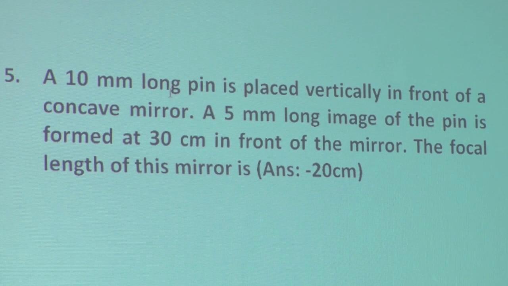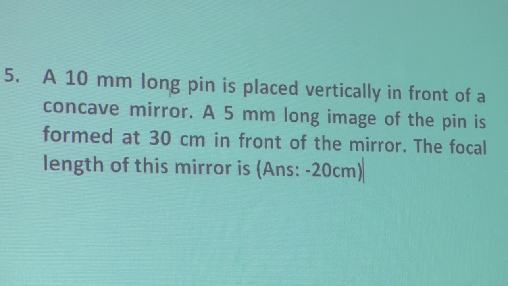And they are asking you the focal length. A 5 millimeter long image is formed, and you see one more clue in the problem along with the theory. A 10 millimeter long pin, but a 5 millimeter long image. Can you guess where the object is? Object height is more, image height is less, so the image is diminished. A diminished image is always between focus and center. Anything between F and C is smaller. Anything away from C is larger. So the object should be away from the center, and the image should be between F and C.